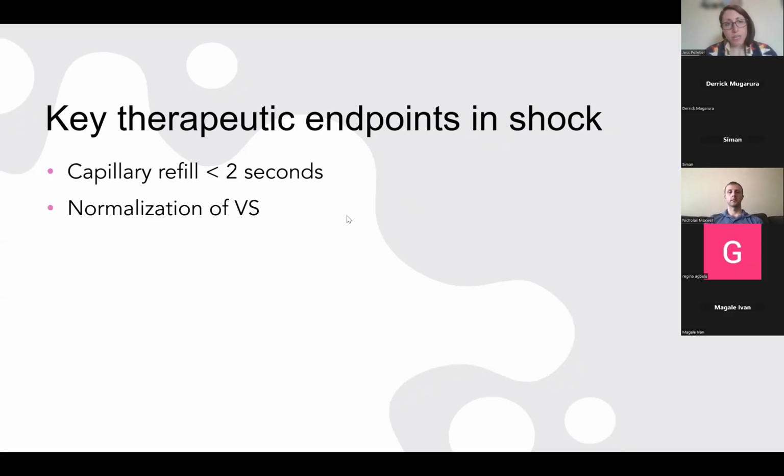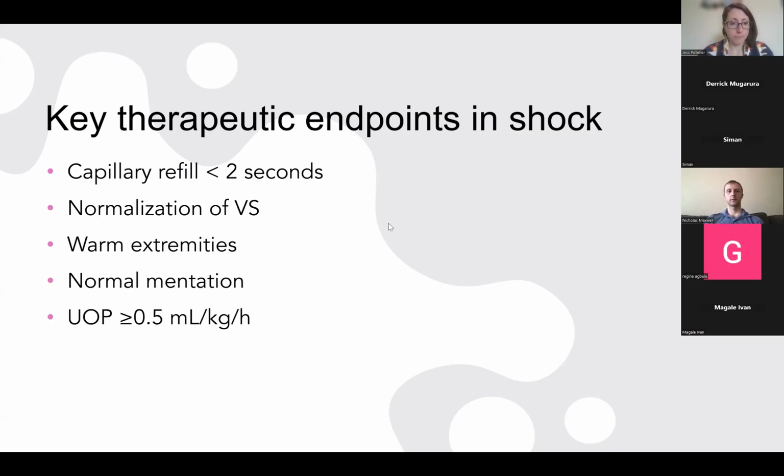So other key therapeutic endpoints in shock besides capillary refill would be normalization of the vital signs. But I think that's a little bit less important than looking at the patient clinically as a whole, right? So I may stay hypotensive and tachycardic for a while, but if my mental status and capillary refill are improving, then I think I care more about those things. Warm extremities, so people who were initially in cold shock, like obstructive or cardiogenic shock, if their extremities are becoming warm, then that's a good sign that they are increasing their perfusion to the rest of the body.